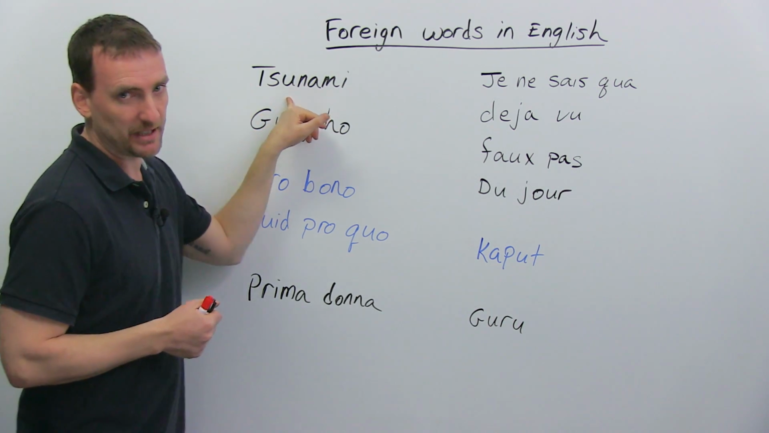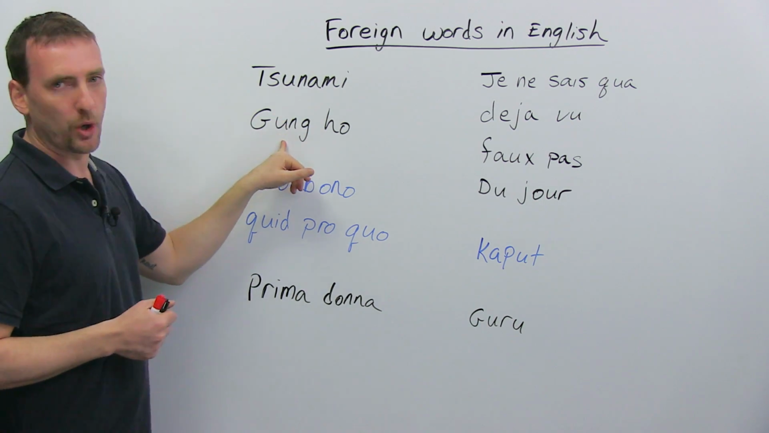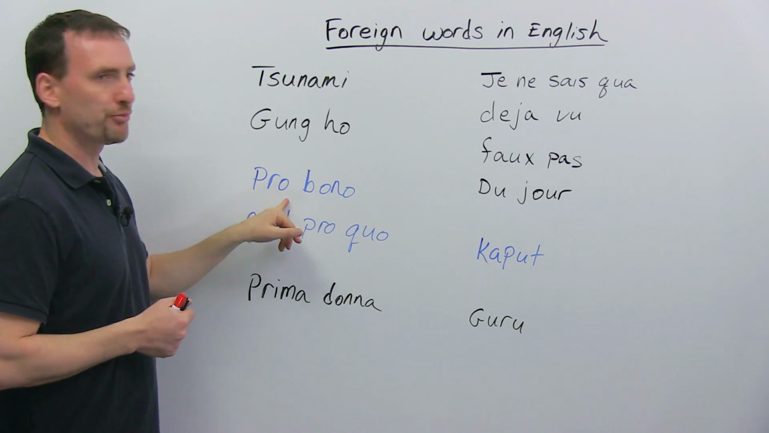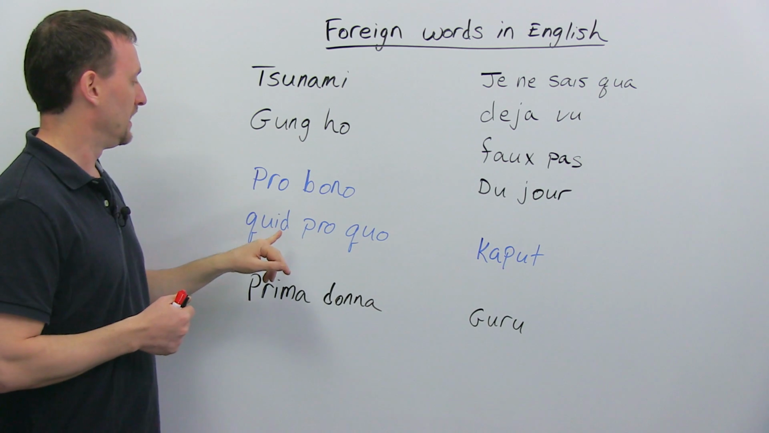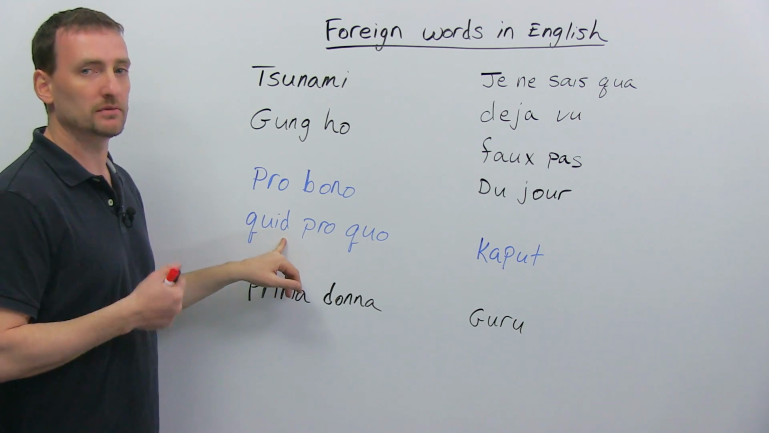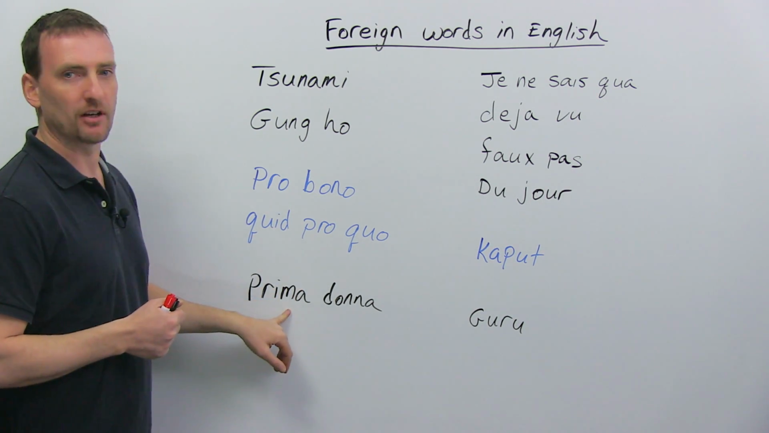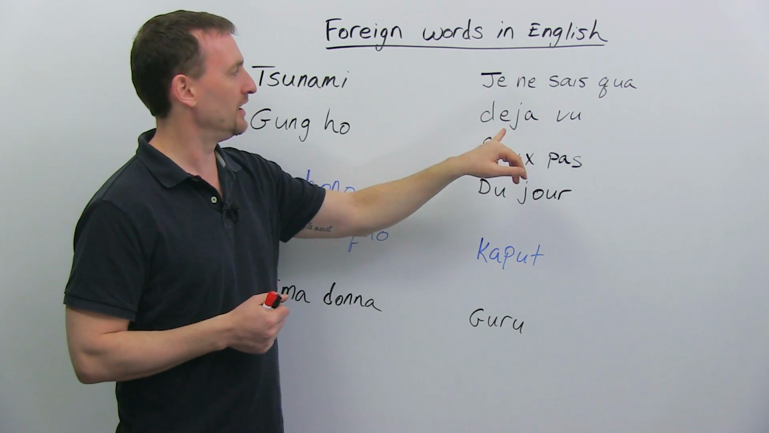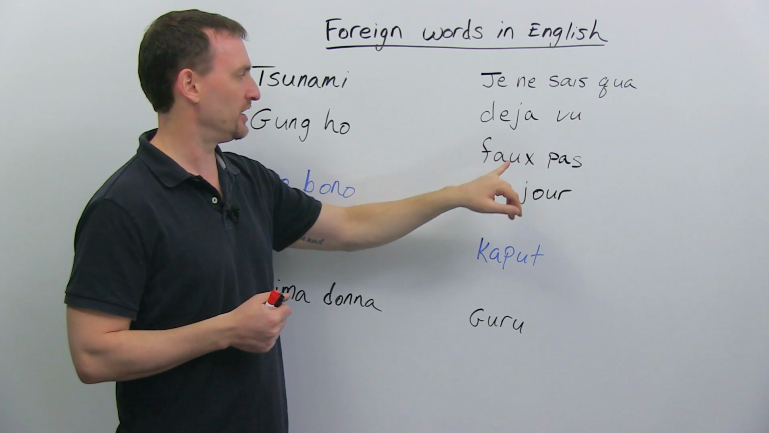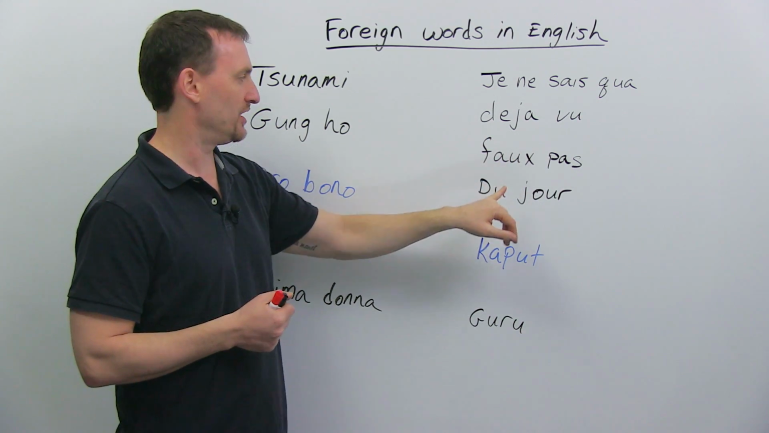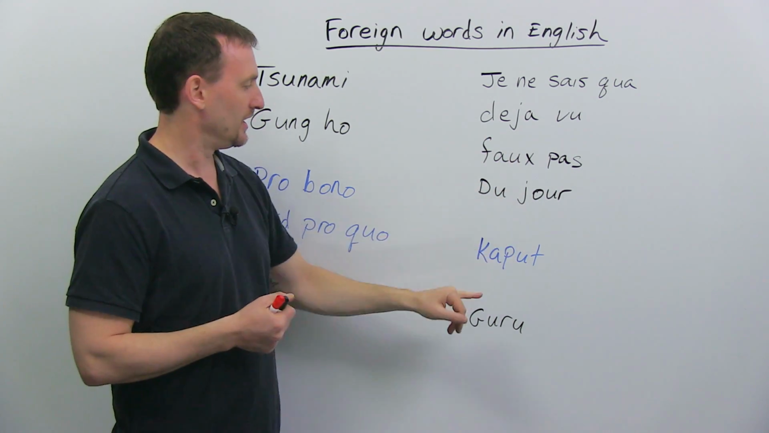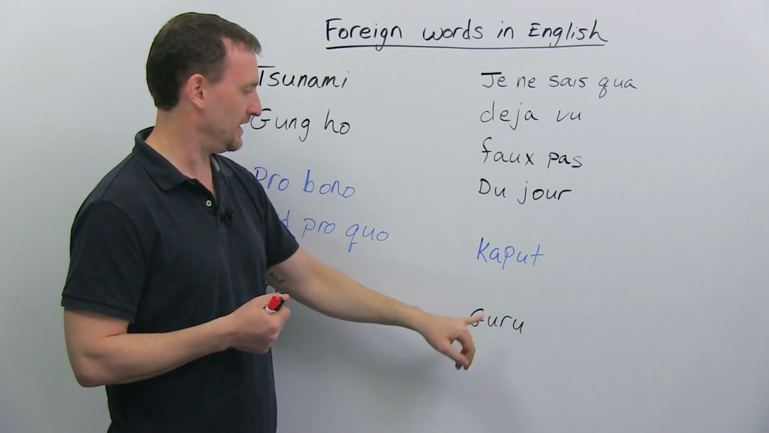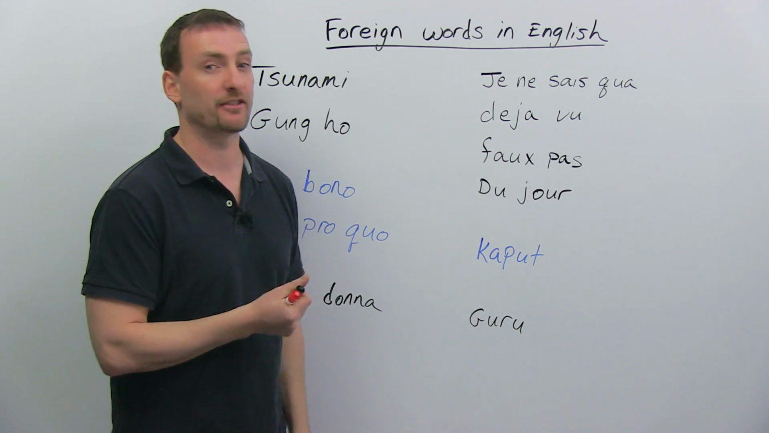Tsunami, this is Japanese. Gung-ho is Chinese. Pro bono, Latin. Quid pro quo, also Latin. Prima donna, Italian. Je ne sais quoi, French. Deja vu, French. Faux pas, French. Du jour, French. Kaput, German. And guru is actually Sanskrit.